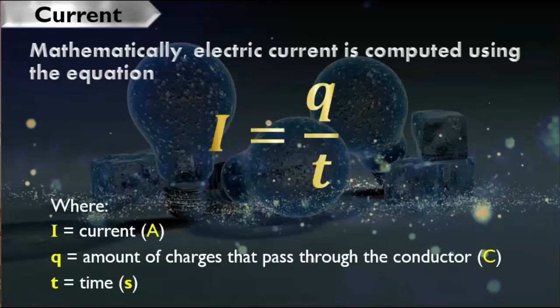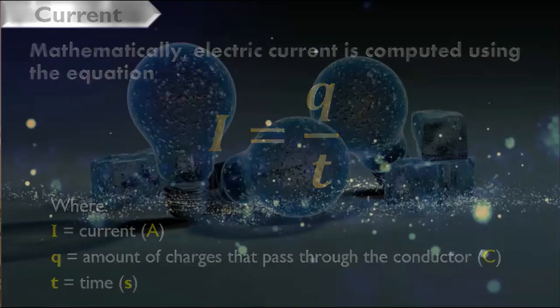Solving time. Electric current is computed using this equation. I is equal to Q over T, where I stands for the current in ampere, Q is the amount of charge that passes through the conductor in coulomb, and T is time in seconds.